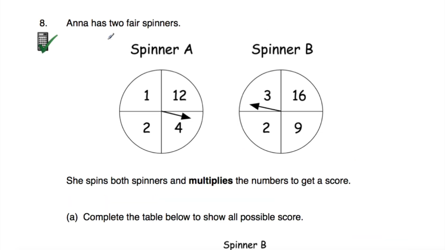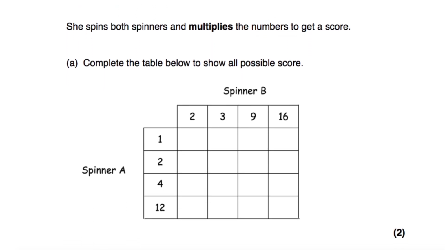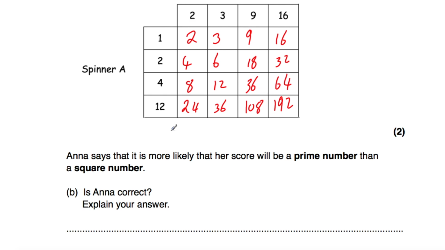So question number 8 says Anna has 2 fair spinners. We've got spinner A and spinner B, and she spins both spinners and multiplies the numbers to get a score. And part A says complete the table to show all the possible scores. So here we've got spinner A and spinner B, and it says that the 2 scores are multiplied together. She multiplies the scores together, and they're all the possible scores that Anna could get. And then we're told that Anna says that it is more likely that her score will be a prime number than a square number. Is Anna correct?